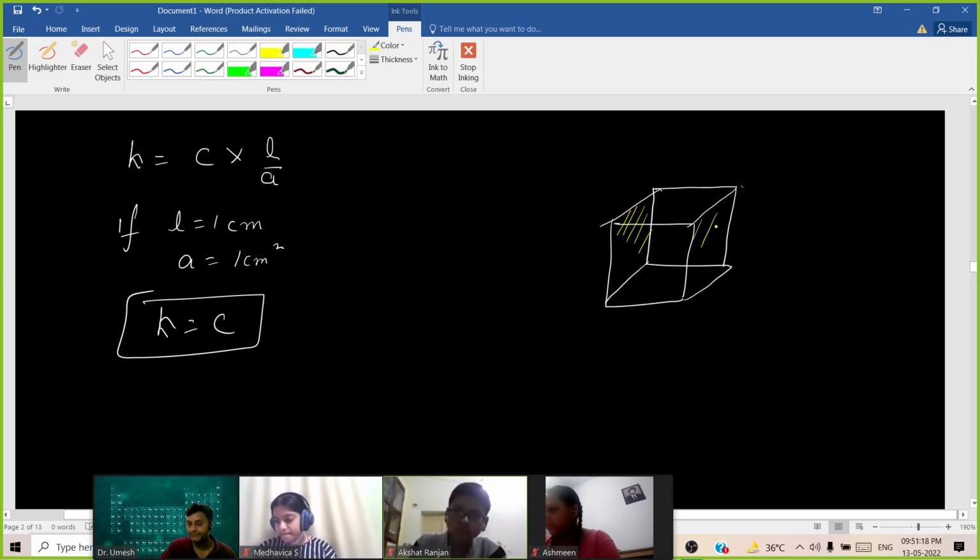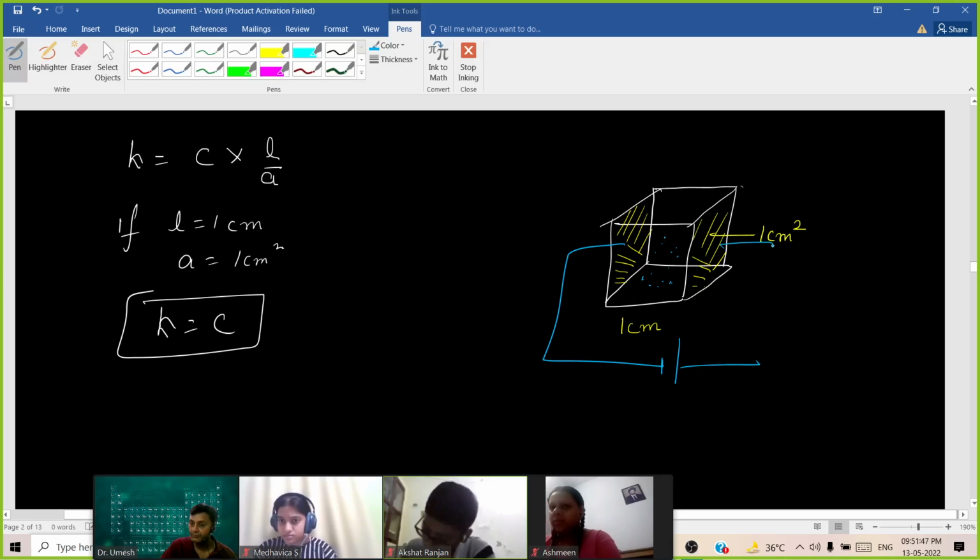Now let us try to understand the physical meaning. These are the two plates that have been separated by 1 centimeter, with an area of cross section 1 square centimeter. And in between the two, I have some ions. What I'm doing is passing the current. The ions will move towards oppositely charged electrodes and the conductance will take place. What conductance will be observed in this 1 cubic centimeter due to all the ions present between two electrodes separated by 1 centimeter and area of cross section 1 square centimeter, that is called the kappa, that is called the specific conductance.